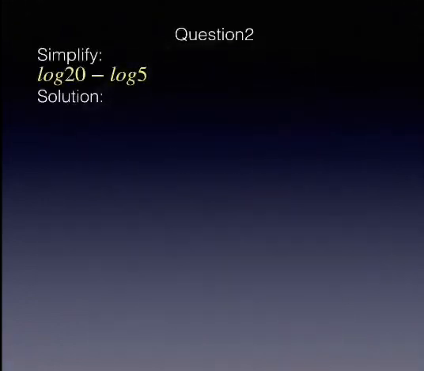Question 2. Simplify log 20 minus log 5. That is the question given to us. As we can see that the log given to us is in base 10. Yeah, then it's in subtraction form, which means we can apply rule number 2. So it's log 20 minus log 5.